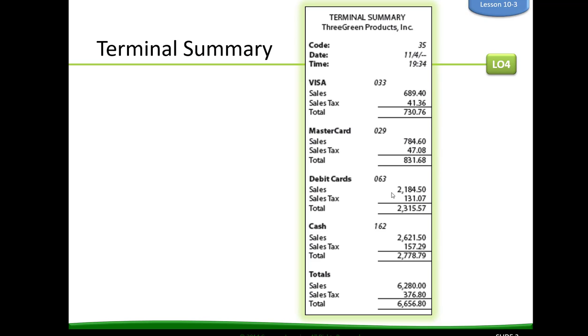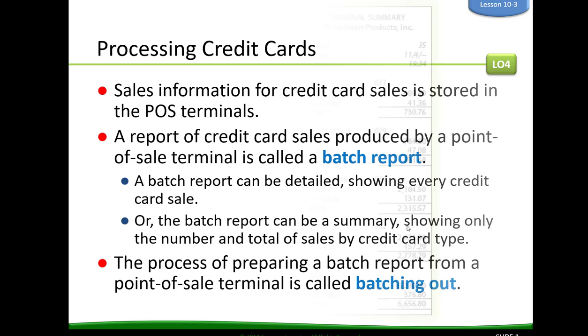Mine doesn't personally break apart the Visa and MasterCard. It just tells me the card usage. And then you have your sales at the bottom. Any sales tax is noted on each line. And then your total. It's called a batch report, is what we were just looking at.